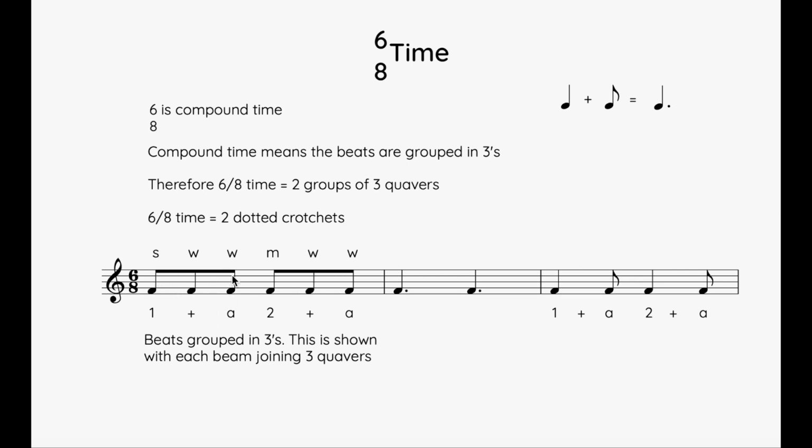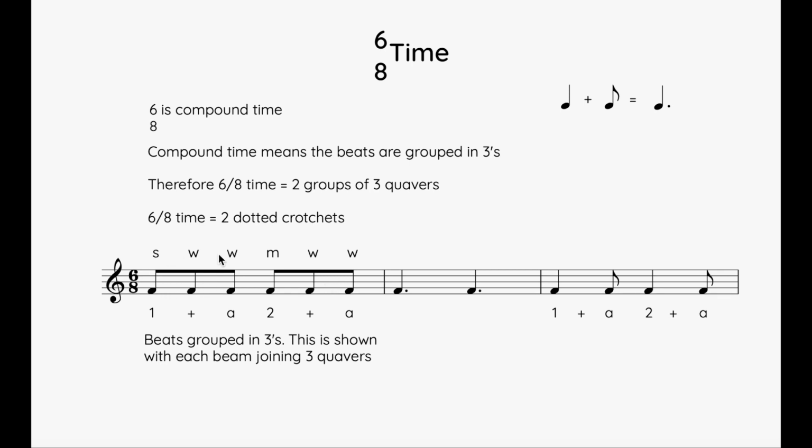If you have a look at the beams here, you can see that the beams are in groups of 3. They're stretching over the 3 quavers, and then the next beam is stretching over the next 3 quavers. So you can actually see it. All right, so we have compound time, 6/8, everything grouped in 3s.